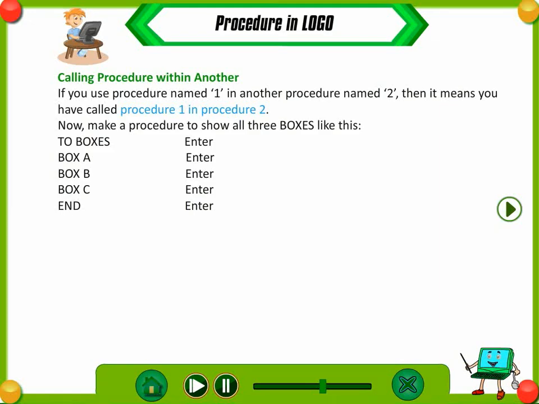Calling a procedure within another. If you use a procedure named 1 in another procedure named 2, then it means you have called procedure 1 in procedure 2. Now make a procedure to show all three boxes like this.